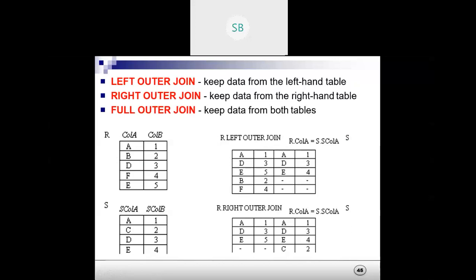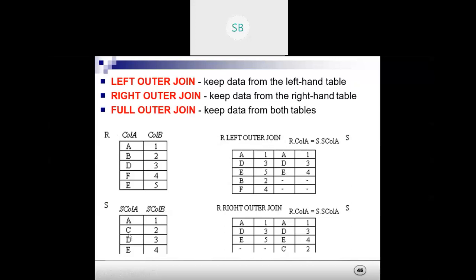So let's take the result. All the values A, B, D, F, E will be present. Similarly, column B will also be there, 1, 3, and everything will be clear here. For this part, because it is R left join S, what are the things matched with the left table? A will come here, A1. Then B is not here, so B will not be here.